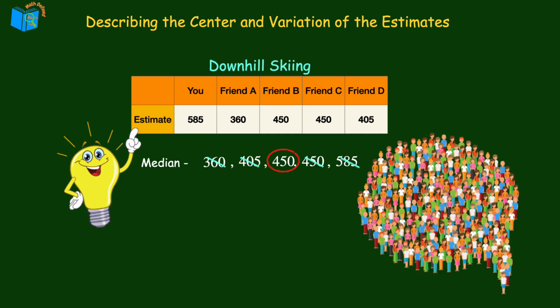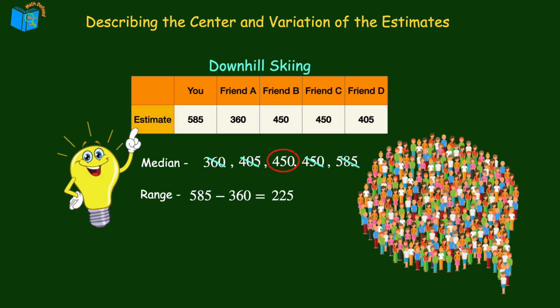The median estimate of 450 students could be a reasonable estimate, but we need to look at the variation, or how spread out the estimates are, to be sure. To find the variation, we'll need to find the range of the estimates. It shows us how the estimates change depending on the sample. We'll take the highest estimate, 585, and subtract the lowest estimate, 360, to get a range of 225.